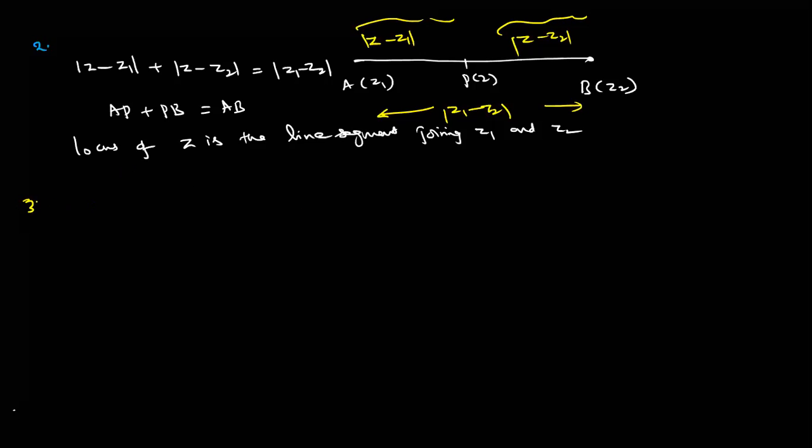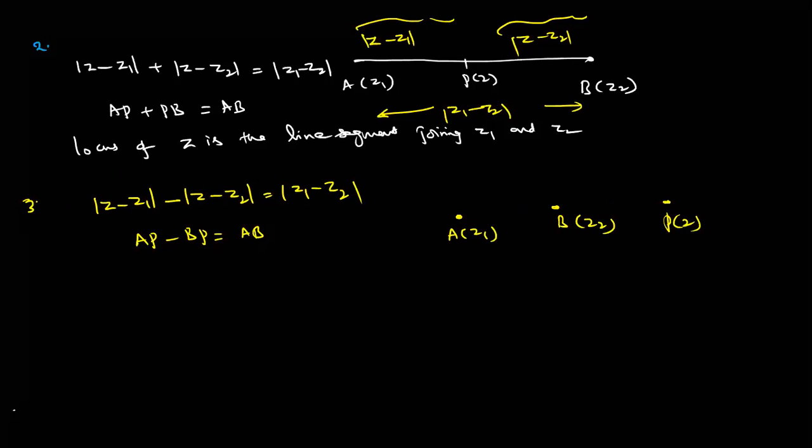3. I am writing another way. See, modulus of Z minus Z1 minus modulus of Z minus Z2. When is this property possible? AP minus BP is equal to AB. What is the meaning? A, B, P of Z. What is the meaning, dear students? Question number 3. So this length is how much?